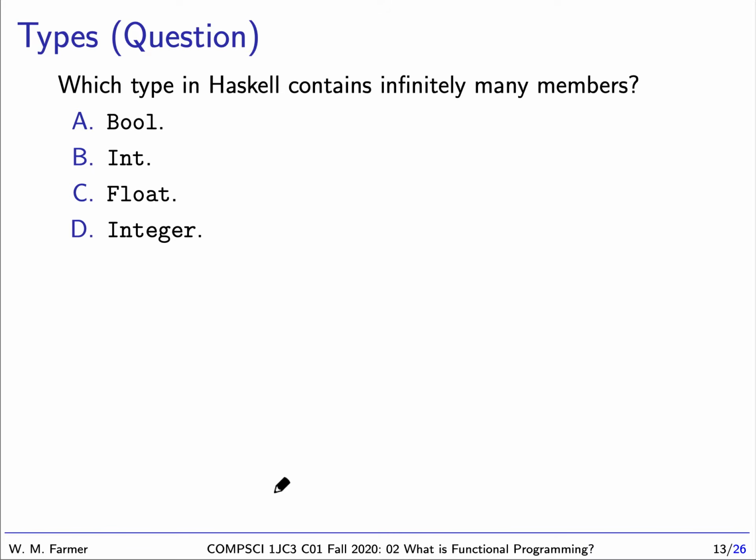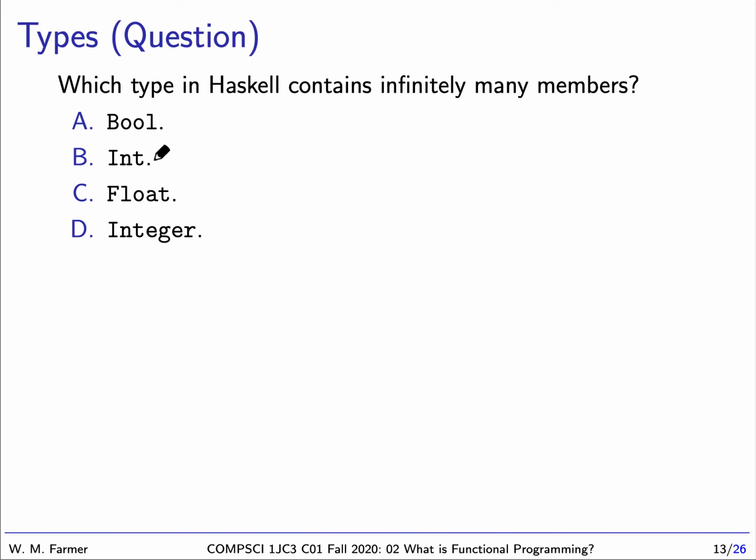Okay, so there are types in Haskell that have infinitely many members. One of these types, bool, int, float, and integer, has an infinite number of members. Which is it? Well, I'll give you a moment. Think about it. Okay, now that you're back, could it be bool? Well, no. Bool is a type that has exactly 2 members, true and false.